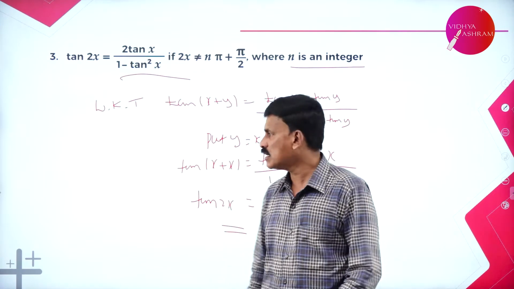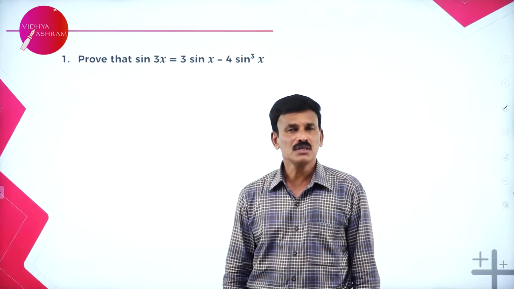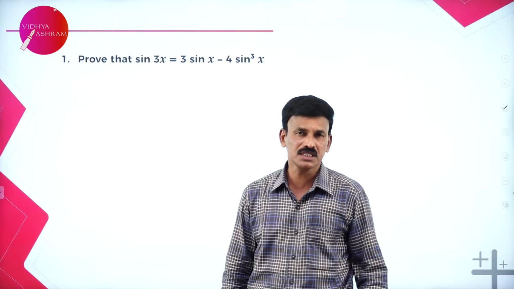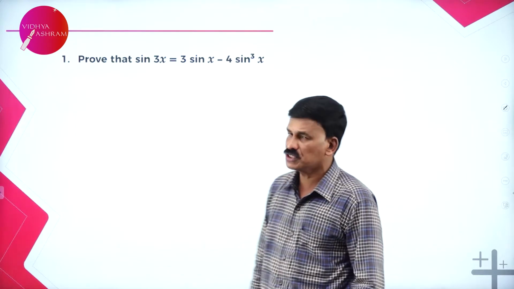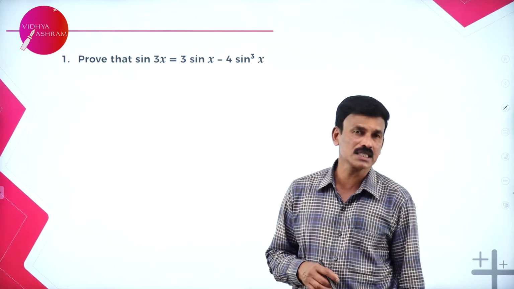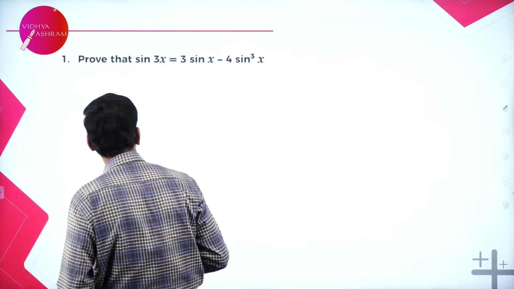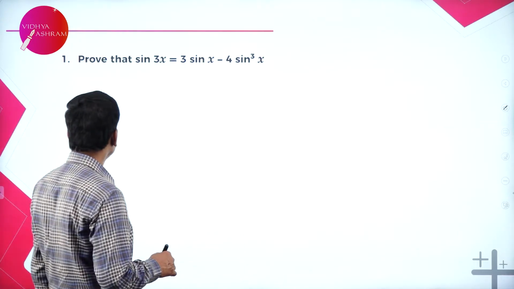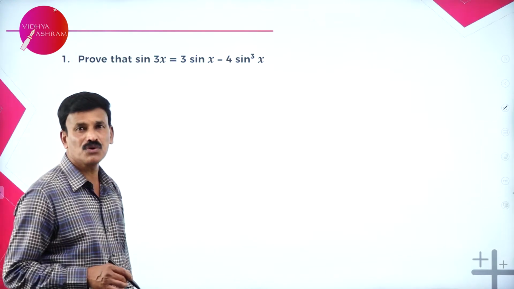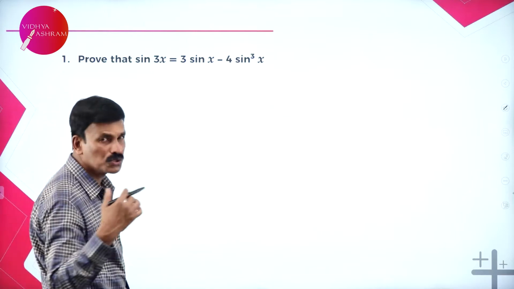Now, let us come to a few problems, that is multiple angles of 3x. So, these are called multiple angles of 2A and 3A, that is 2x and 3x. Now, very important: we are going to find the relation for sin 3x, cos 3x and tan 3x. This is also very important. Now, let us come to the first problem. Prove that sin 3x is equal to 3 sin x minus 4 sin cube x. Now, just convert all terms to sin, that's it.